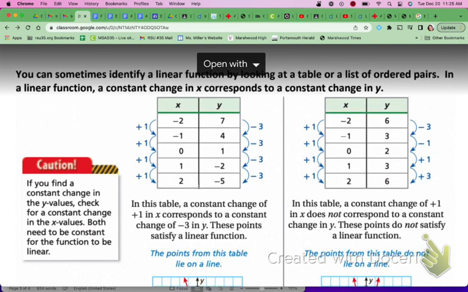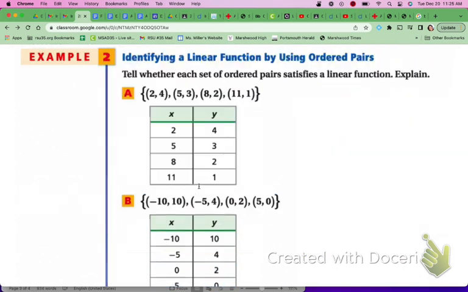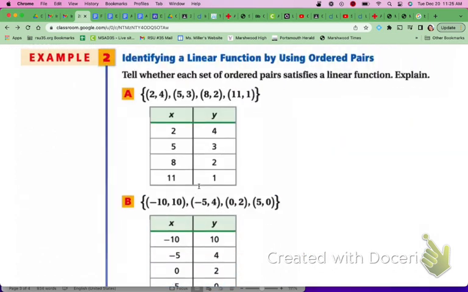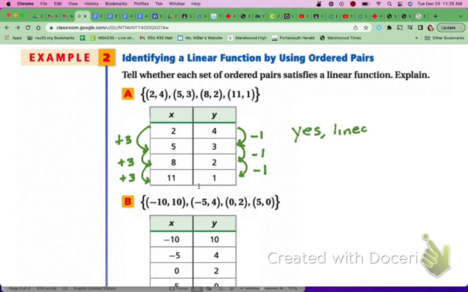Okay? All right, so let's work through this one together. So here we have 2, 5, 8, 11. So what's happening from 2 to 5? Adding 3. From 5 to 8, adding 3. From 8 to 11, adding 3. So the x's are good. Now let's check the y's. 4 to 3, -1. -1. -1. So is it linear? Yes. So yes, linear. That's all we need to do.